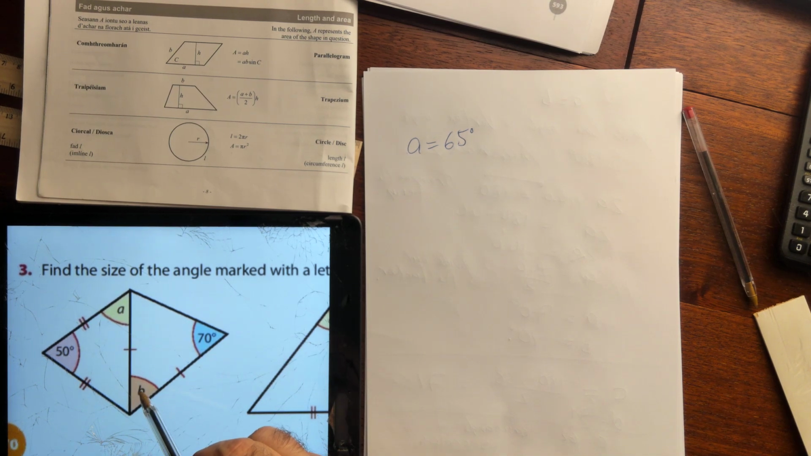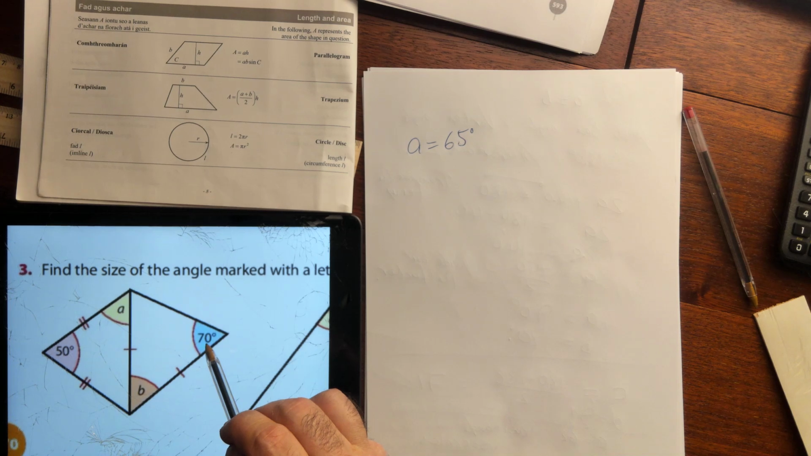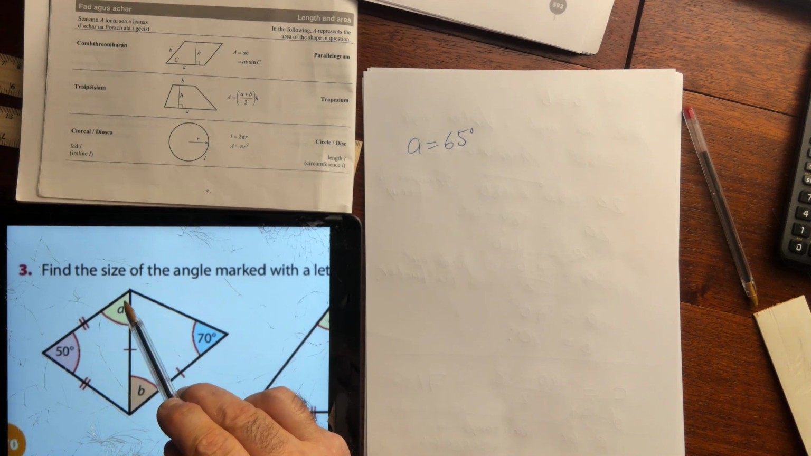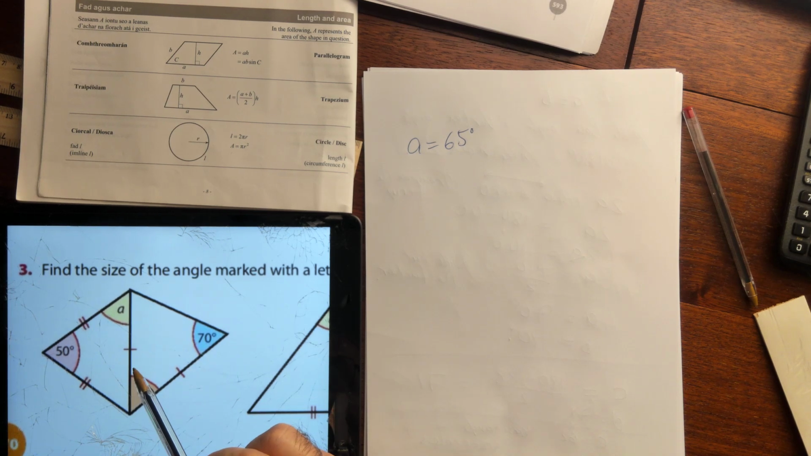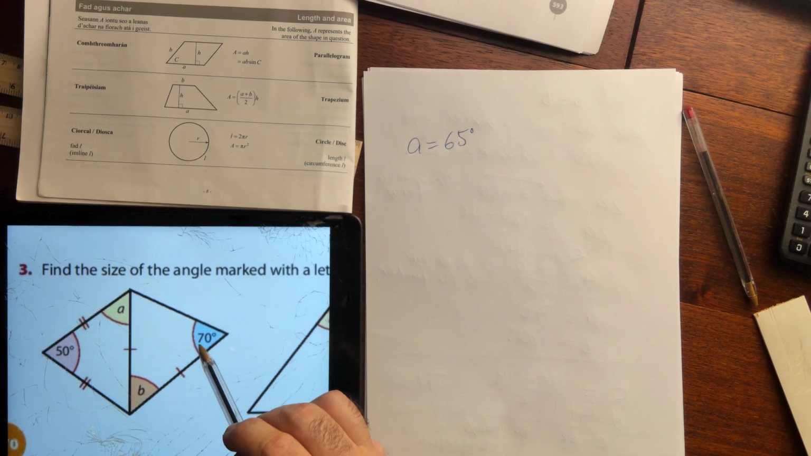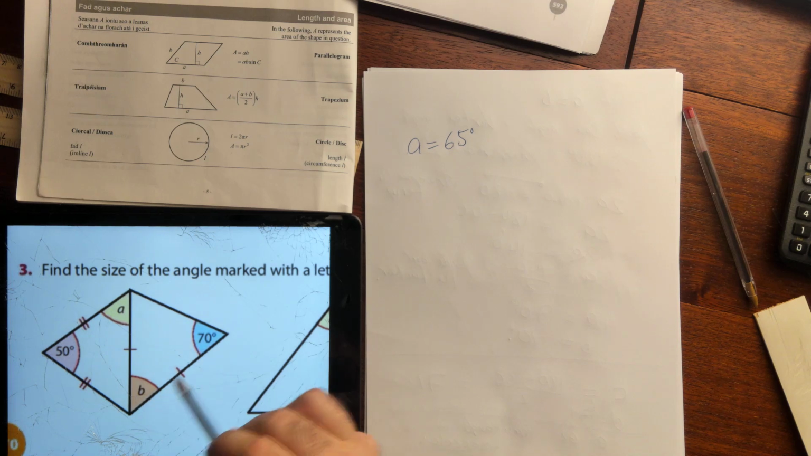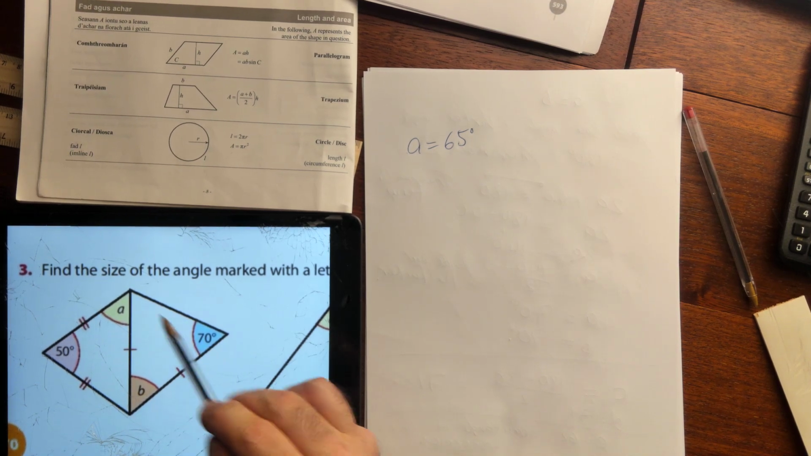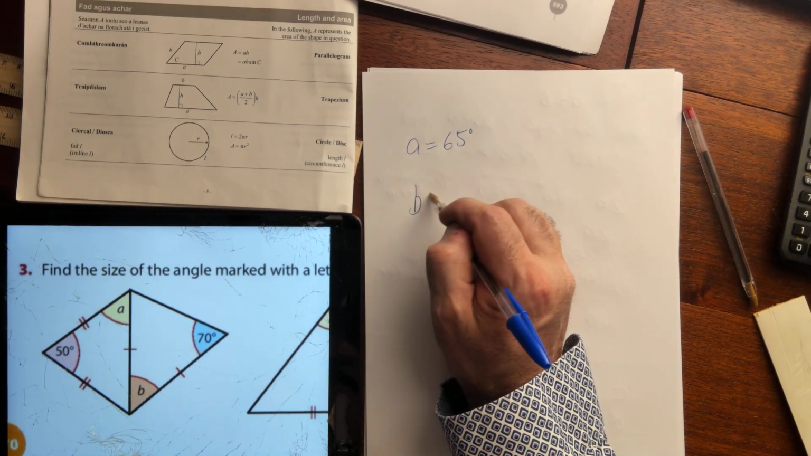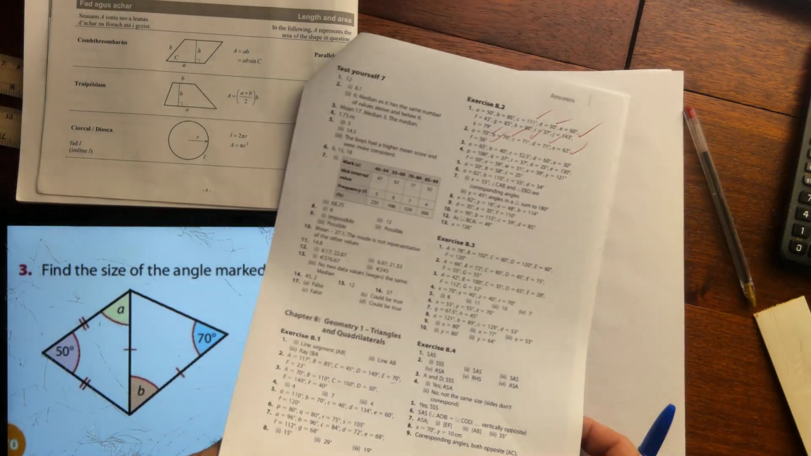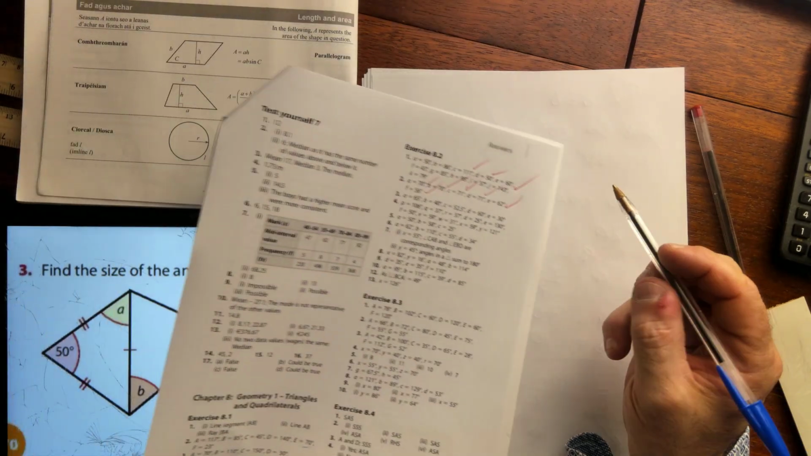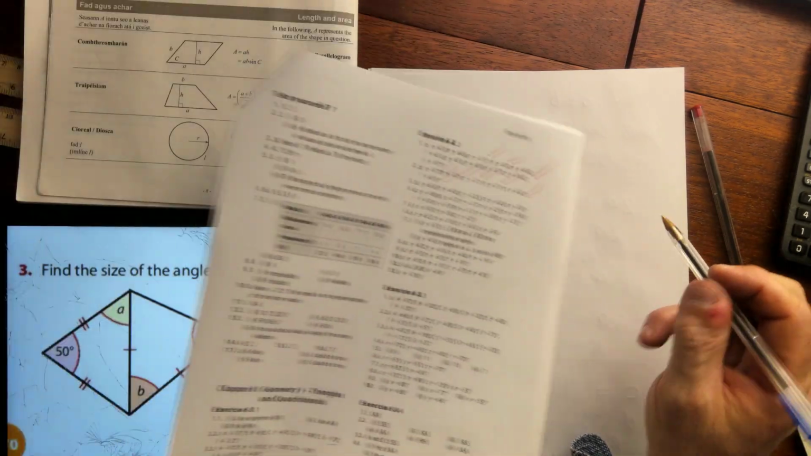Now we have a base angle here in this triangle, and we have a 70 here, and 70 and 70 is 140. So this is totally unrelated in a way. So hang on, do that again. 70 and 70 is 140. This is an isosceles triangle, that's why that's 70. And 140 away from 180 is 40. So B equals 40. Let's see how we write it. A is 65 and B is 40.